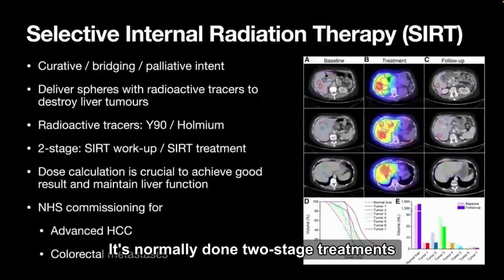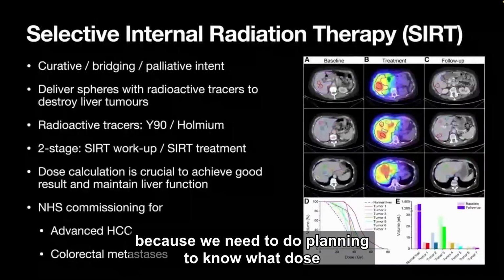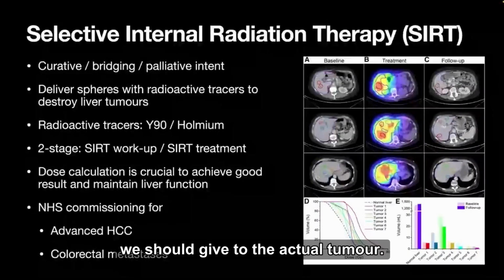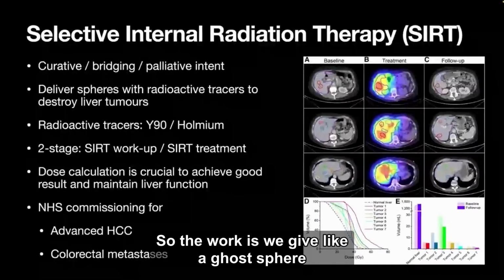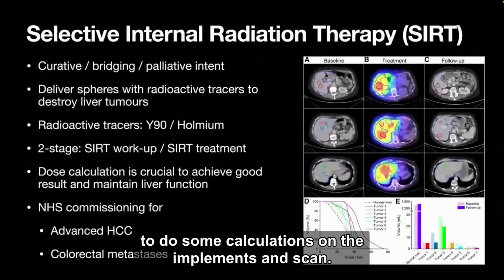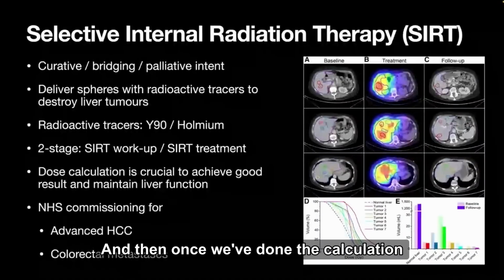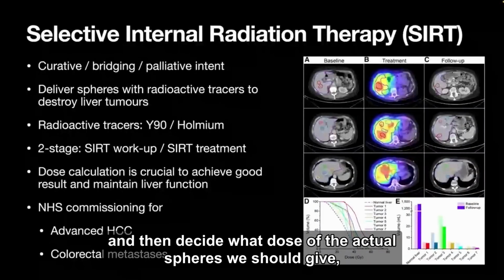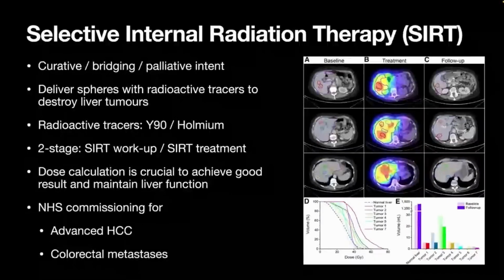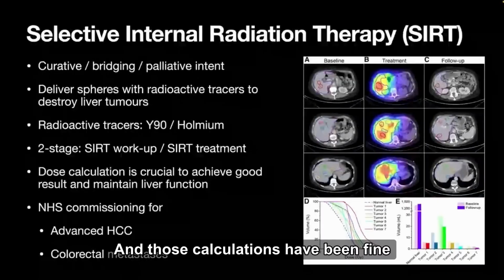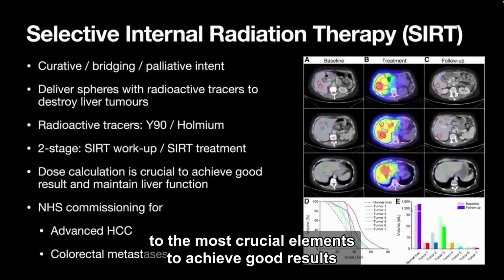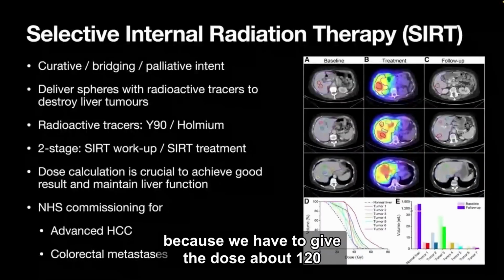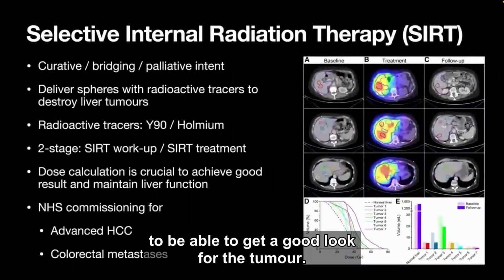It's normally done as a two-stage treatment because we need to do planning to know what dose we should give to the actual tumor. So we give a ghost sphere to do some calculation with a nuclear medicine scan, and then once we've done the calculation and decided what dose of the actual spheres we should give, we will get the patient back in 2 weeks' time to give the treatment. Those calculations are one of the most crucial elements to achieve good results, because we have to give a dose above 120 to be able to get a good result for the tumor.